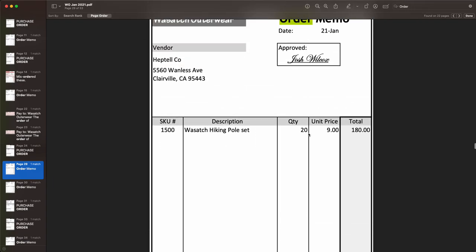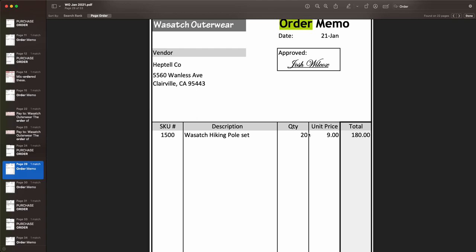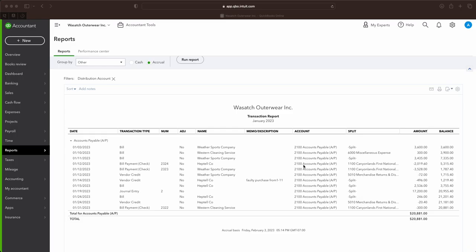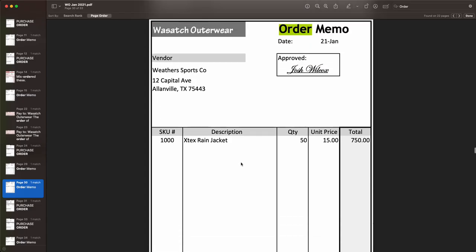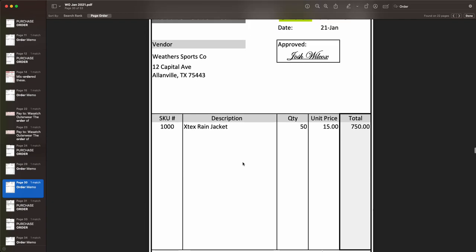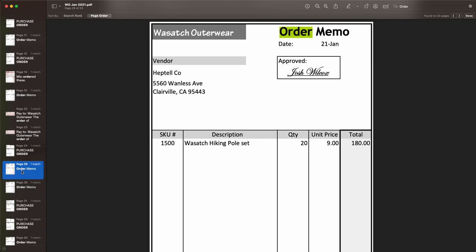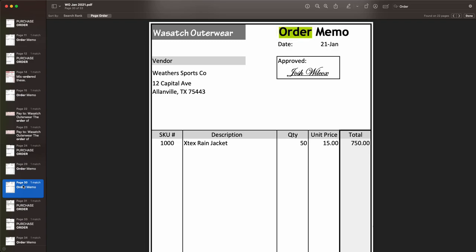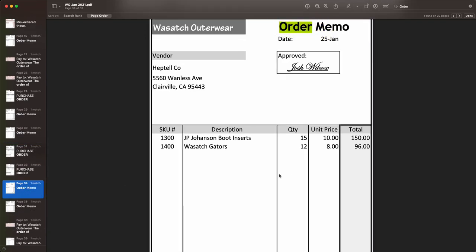I'm guessing it needs to be added. So let's make a note of that. January 21st. Next one, 750, January 21st. I'm not seeing that one. Just because it's not in the bank rec doesn't mean we don't have to put it in as a bill, because that's your accounts payable. So there's January 21st, 180. And then the next one for 750. Because it's not going to affect your cash, which is fine.